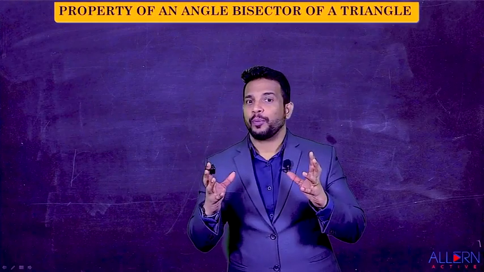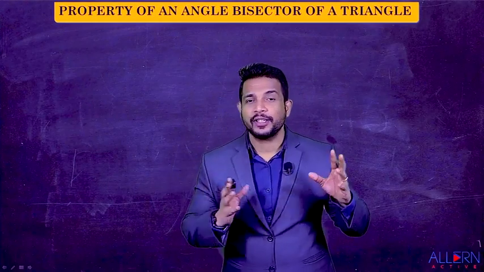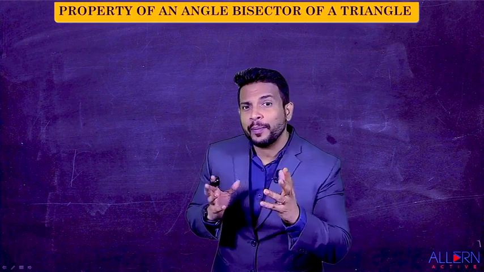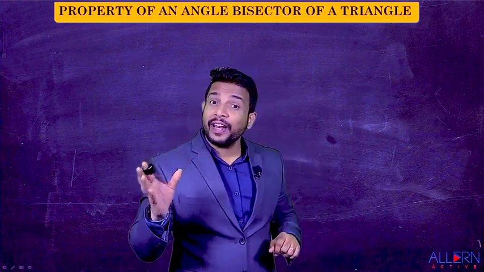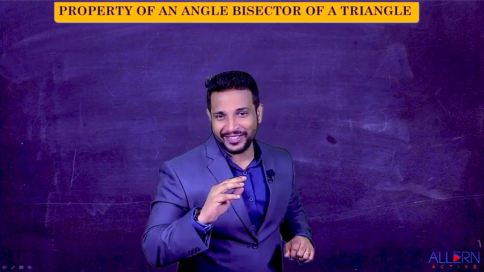Let us learn a very important property, that is property of angle bisector of a triangle. We'll be proving this property, but we'll do it later. First, let's understand the statement. It says property of an angle bisector of a triangle. So let's see the statement.